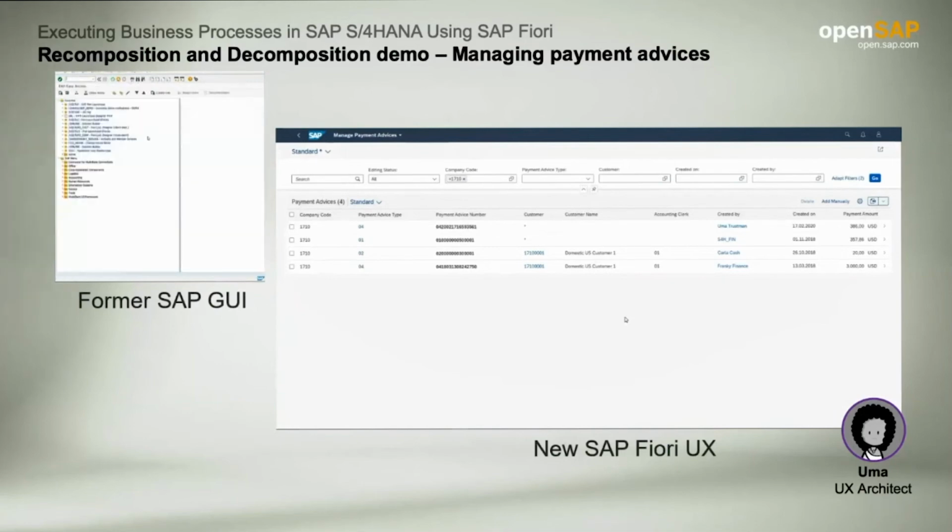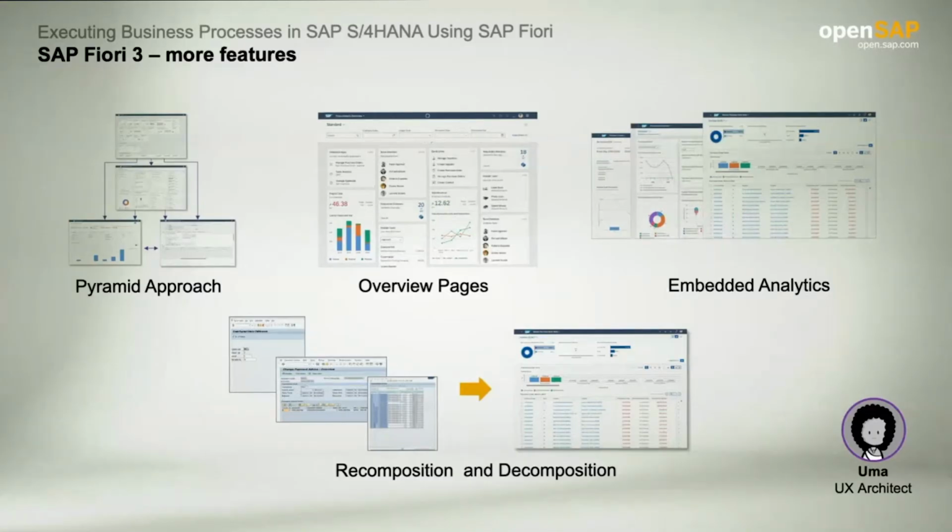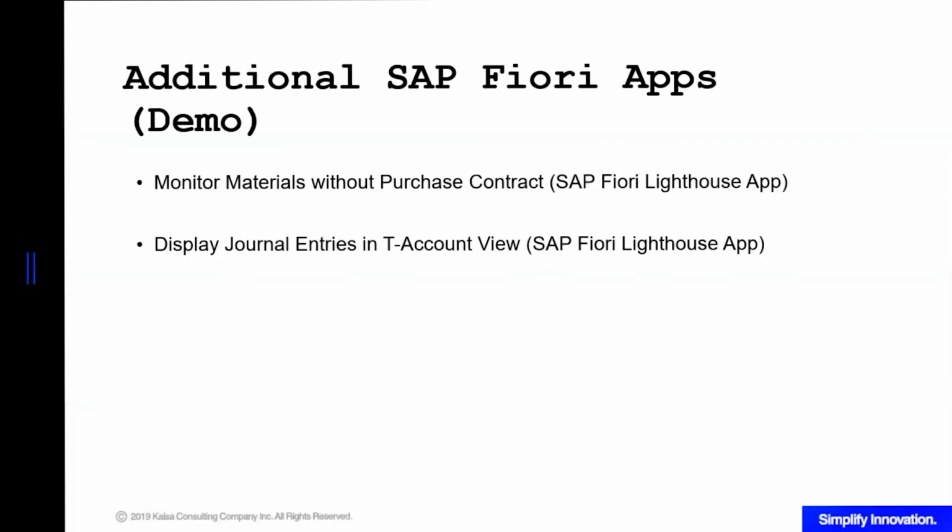On the other hand, with decomposition, a single transaction, for example MIGO, has been split into multiple SAP Fiori apps, for example transfer products, confirm receipt of goods, and a few more transactional apps. There. So you have seen the last feature of SAP Fiori, which is recomposition and decomposition.